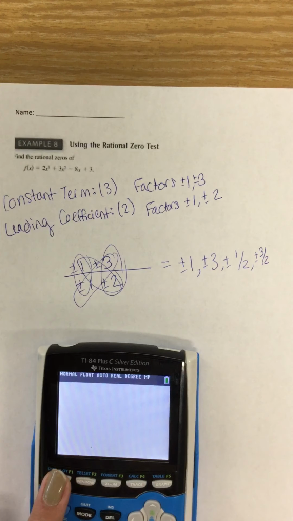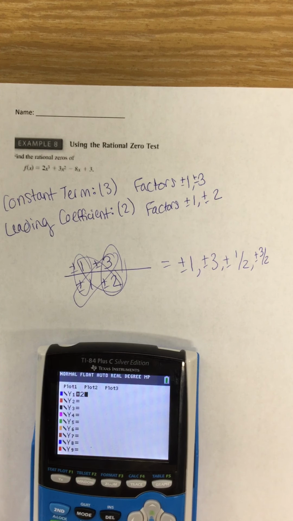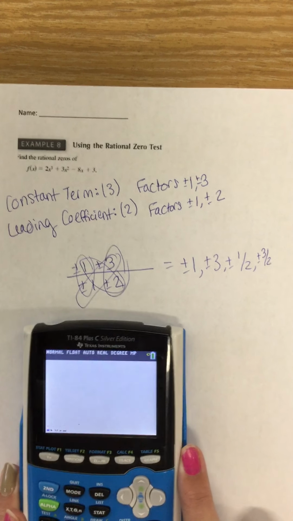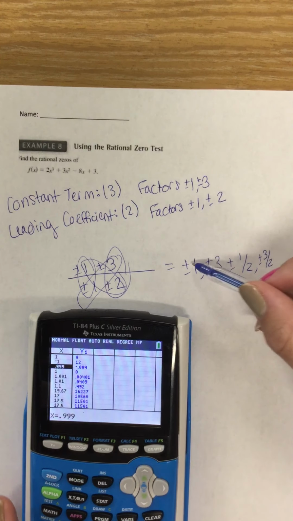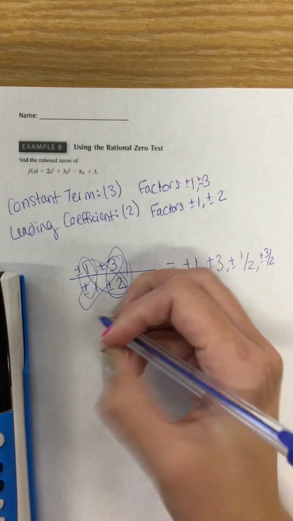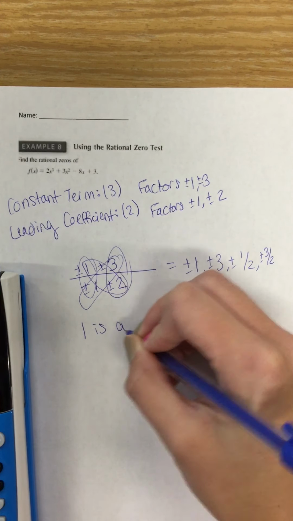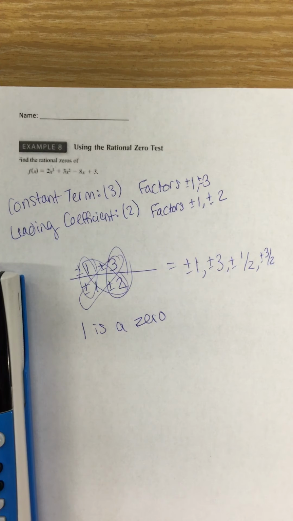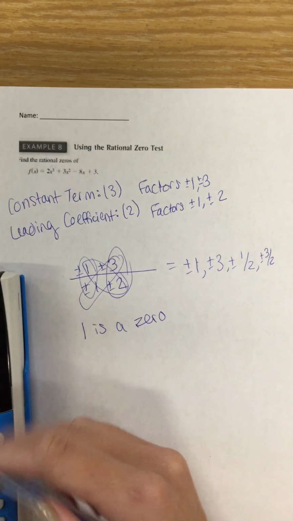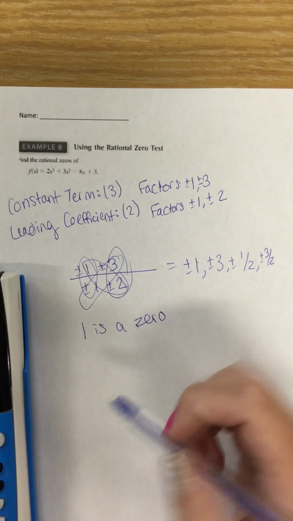We could plug these back in to determine which ones would work. We could even type it into our calculator and do the table: 2x cubed plus 3x squared minus 8x plus 3. If I go to table, I can type in these values. So if I plug in 1, -1, oh hey, look, at 1, I get 0. So I know 1 is a zero. How many should I have here? Potentially 3, right?